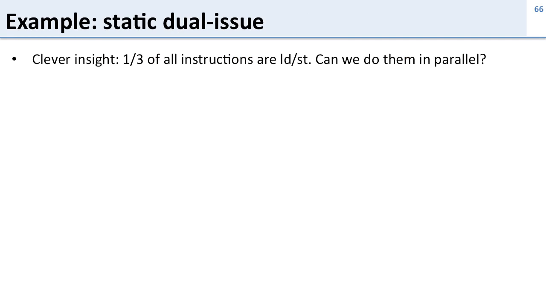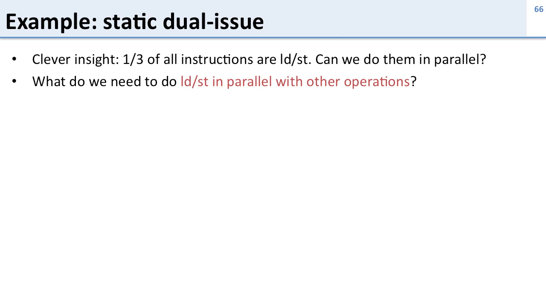So let's take a look at a simple example here. This is what's known as a static dual issue pipeline. And what we're going to do is we're going to remember that 1/3 of all of our instructions are load and stores. And we're going to figure out, can we do those loads and stores in parallel with other instructions? If we can, 1/3 of the time we're going to get better speed up.